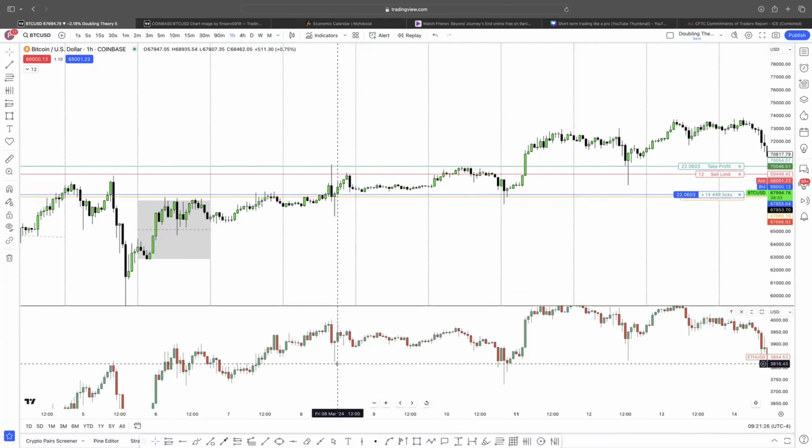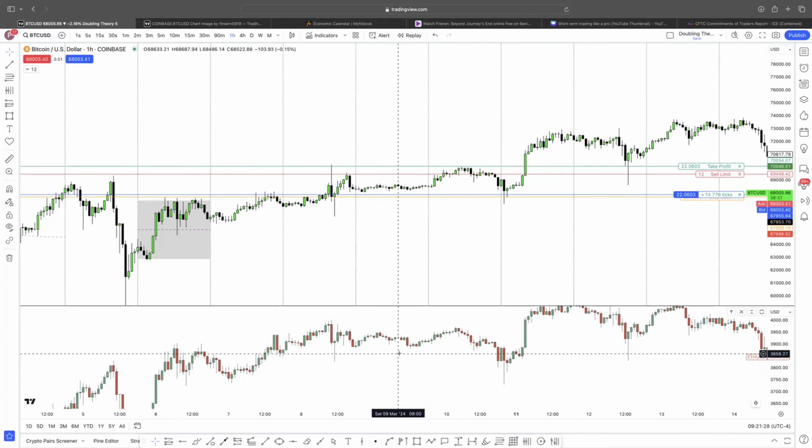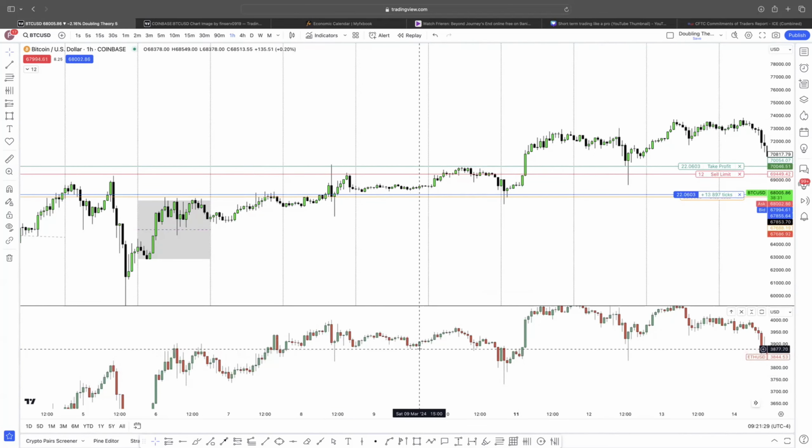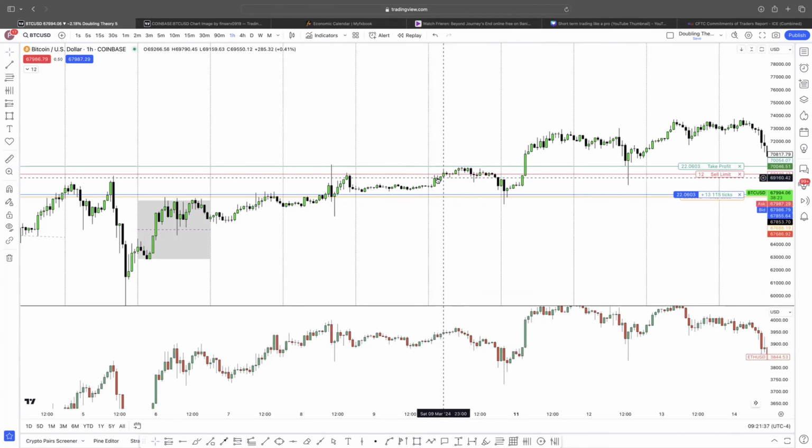Okay. So look at this here. Now it's symmetric, symmetric, symmetric, symmetric until where? See this low right here, and see this low right here. Can you see how they formed an SMT divergence? But listen, okay.